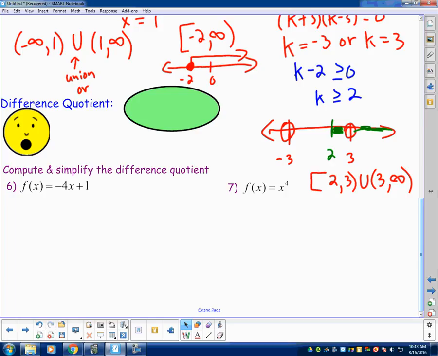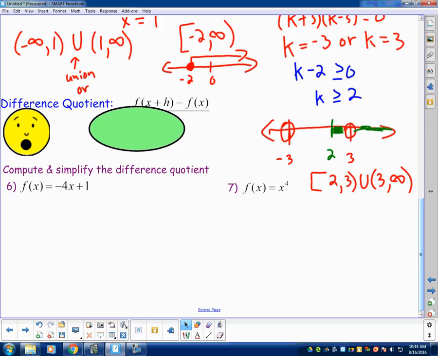It says compute, number 6 says compute and simplify the difference quotient. I should probably write down the difference quotient or look at it here. Difference quotient is an equation. It's a quotient. You can see this is why it's called the difference quotient. We have on top a difference, and because it's a fraction, it's a quotient, division problem. So we have f of x plus h minus f of x over h. We use this in the definition for a derivative in calculus. Once we apply the limit to this, it will give us the definition of the derivative in calculus.